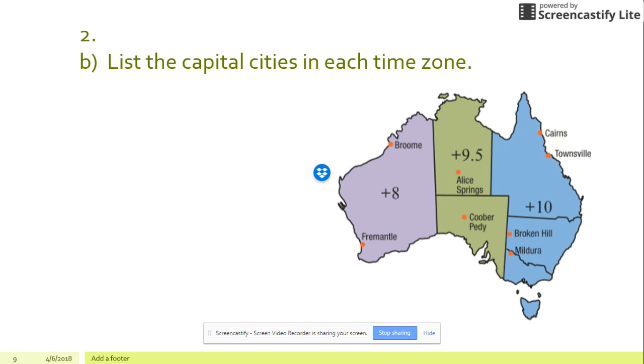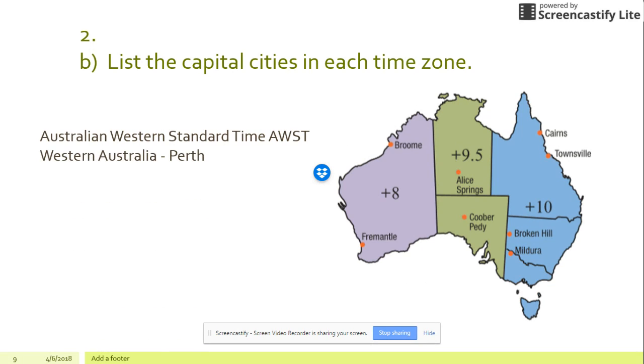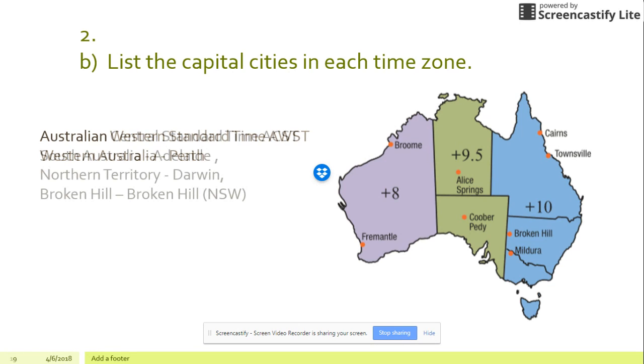Right, list the capital cities in each time zone. So if you look at Australian Western Time, we know that this is one whole state, and that is Western Australia, and Perth is your capital city. In Australian Central, we've got lots. In South Australia, we've got Adelaide. In the Northern Territory, we've got Darwin, and we've got Broken Hill in New South Wales. Broken Hill is on the border there.